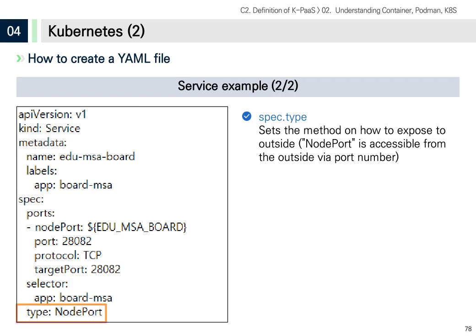Finally, the type in the spec used by the service. This sets how you want to be exposed to the outside, and NodePort is how you can access it from the outside, through the port number.